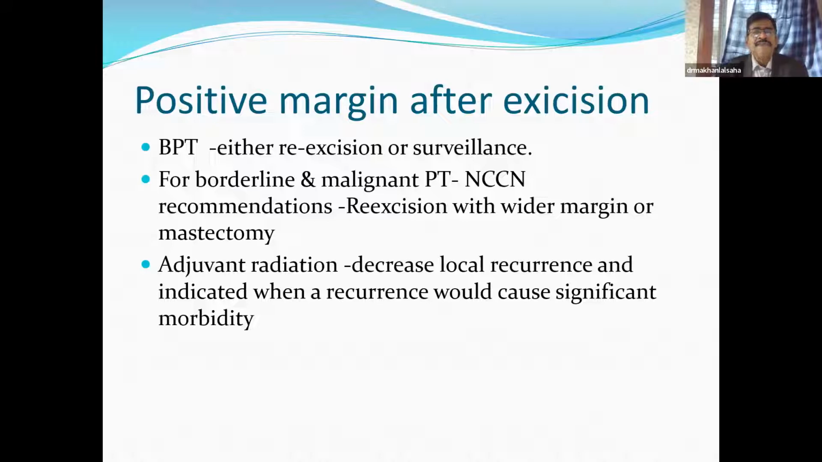What to do if you find a positive margin after excision? In benign phyllodes tumor, the option is either you wait and watch, keep for close surveillance because the chance of recurrence is much less, or the option is going for re-excision. For borderline and malignant phyllodes tumor, the NCCN guideline says you should go for a re-excision with a wider margin or mastectomy. There is a role for adjuvant radiation.